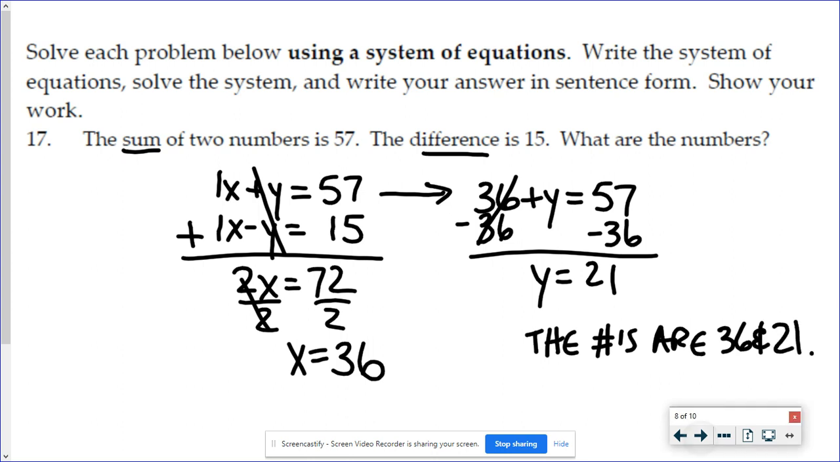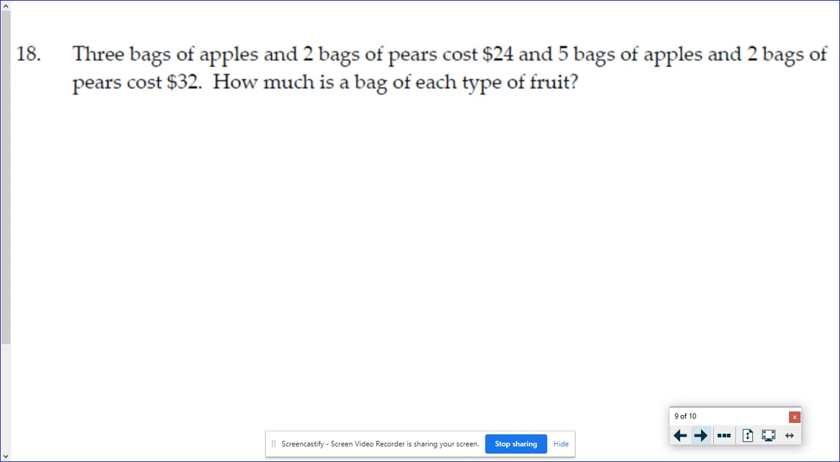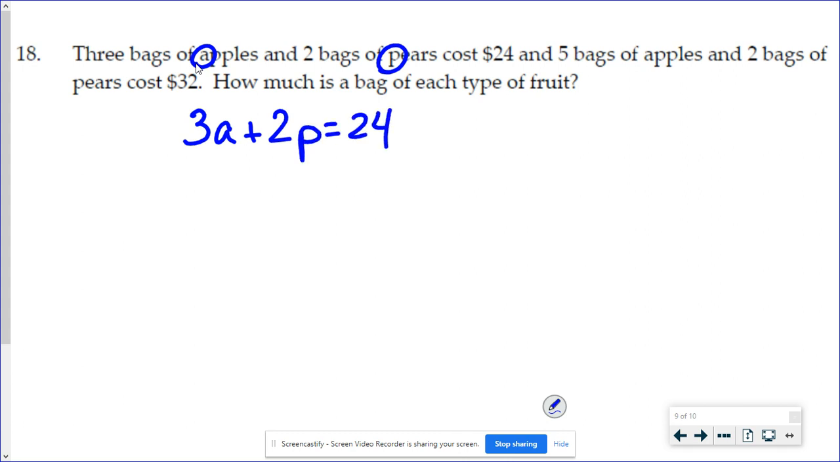All right, last problem. 3 bags of apples and 2 bags of pears are $24. 5 bags of apples and 2 bags of pears are $32. How much is each kind of fruit? So let's use A for apples and P for pears. So 3 bags of apples, 2 bags of pears, $24. 5 bags of apples and 2 bags of pears are $32.